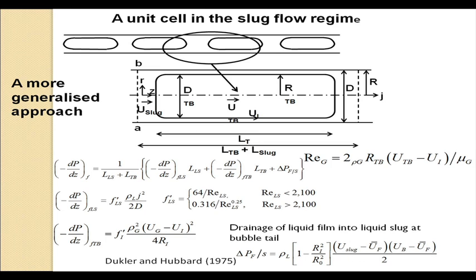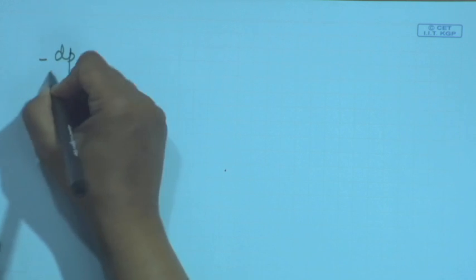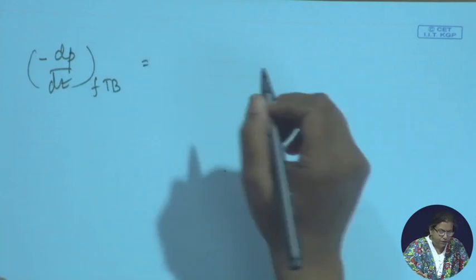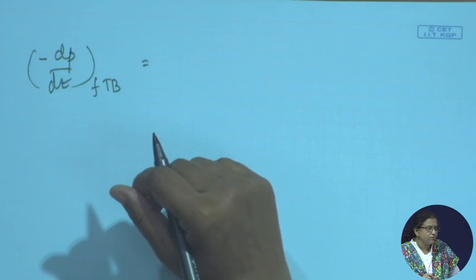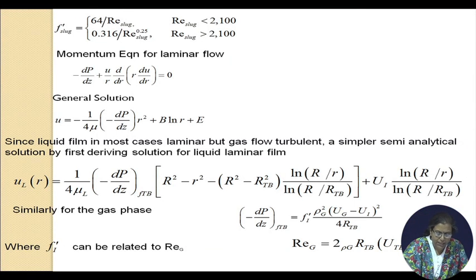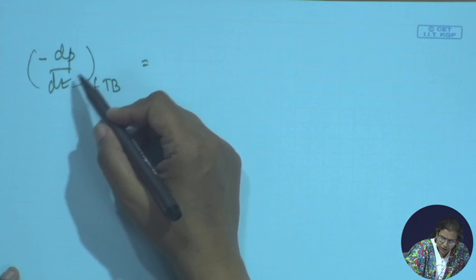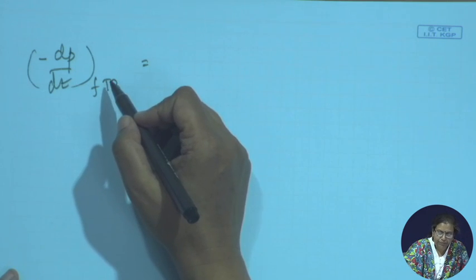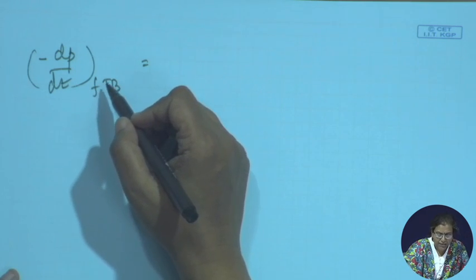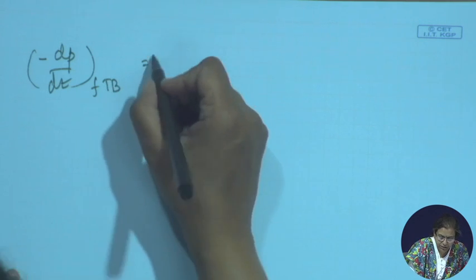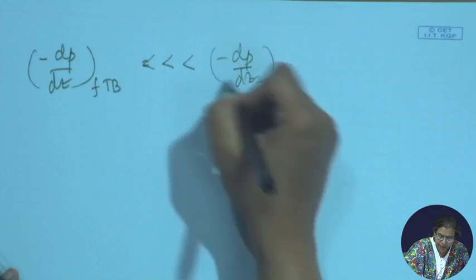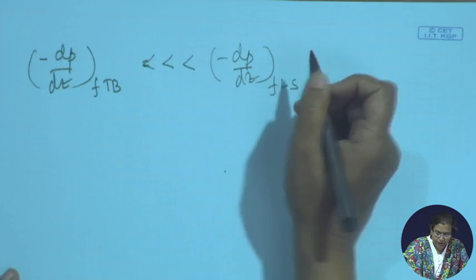Well, now we come to the modeling of the Taylor bubble portion. Now, for the Taylor bubble portion, what do we find? Firstly, I would like to mention that for macro systems, usually we notice that the frictional pressure gradient in the Taylor bubble region can be neglected because it is much smaller as compared to the frictional pressure gradient in the liquid slug region, right.